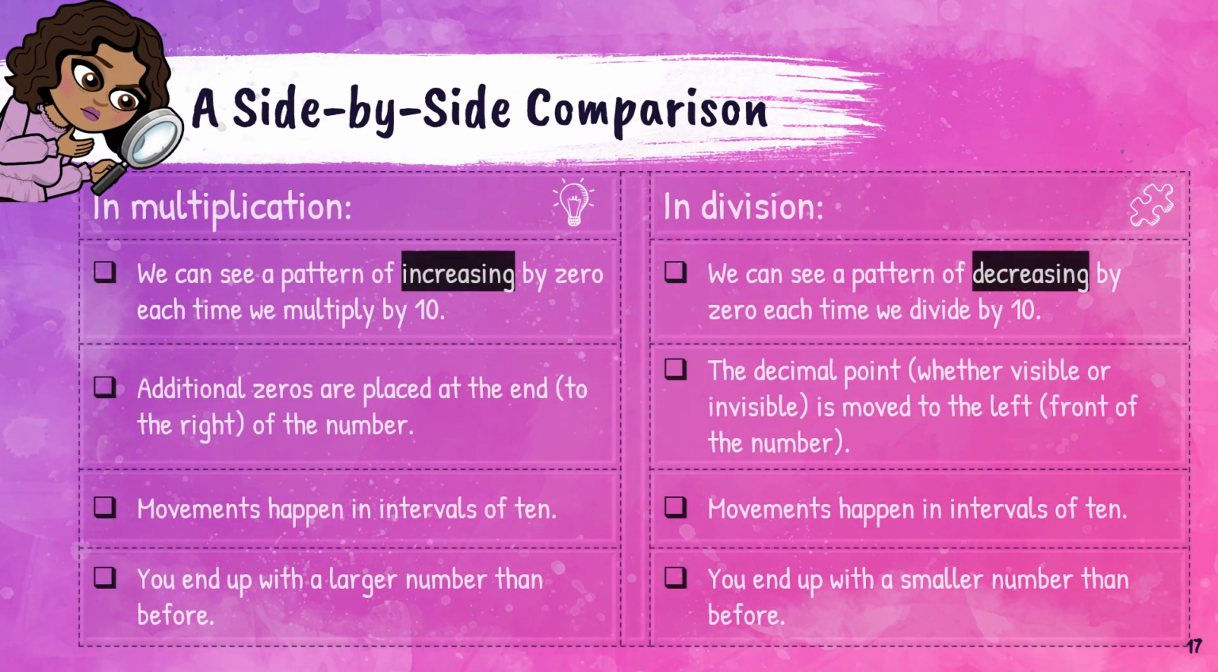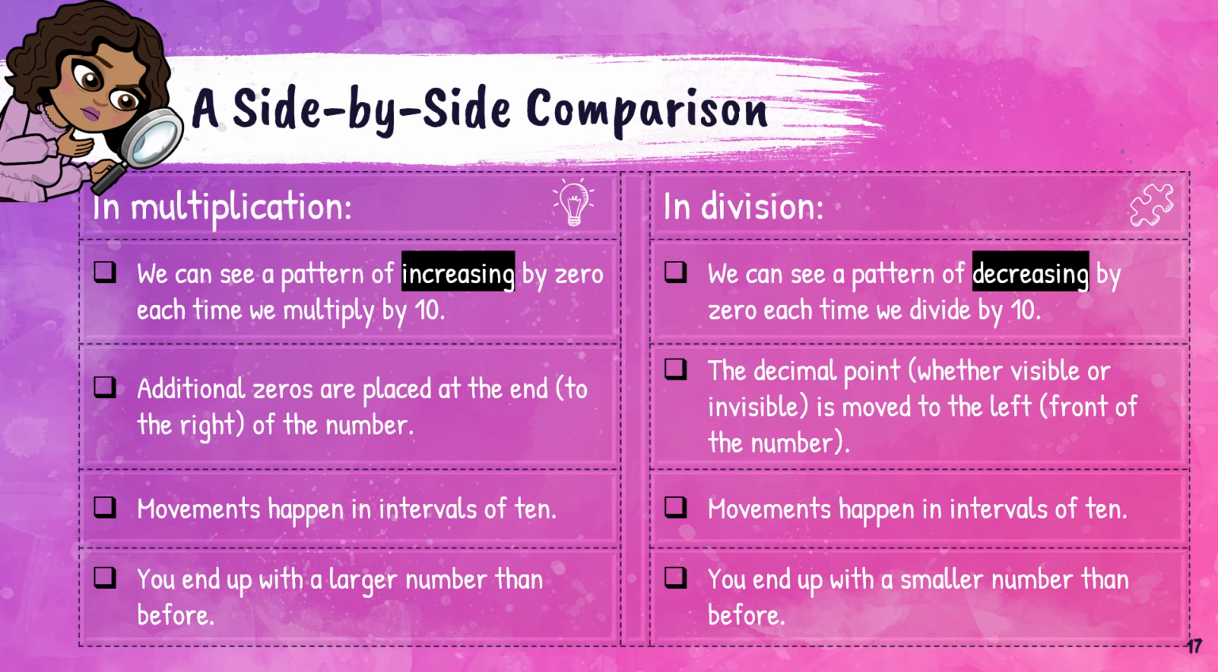We have covered patterns of multiplying and dividing by 10, 100, and 1,000. Let's take a look at them side by side to see how they may be alike and how they are different. In multiplication, we can see a pattern of increasing by 0 each time we multiply by 10. However, in division, we can see a pattern of decreasing by 0 each time we divide by 10.